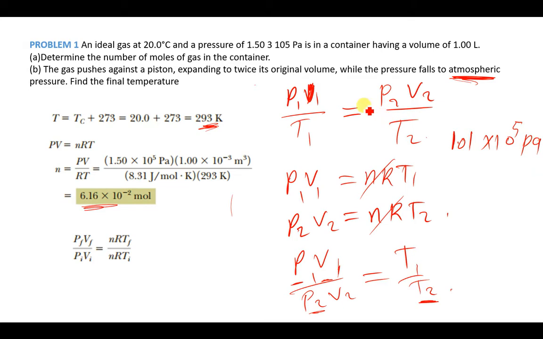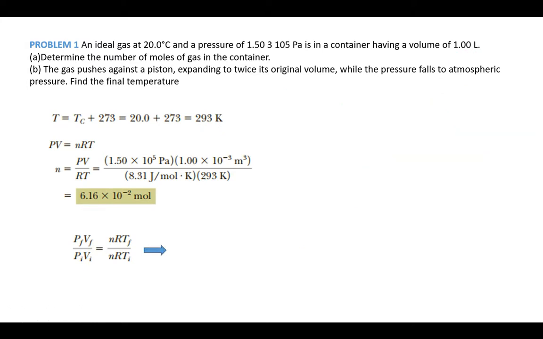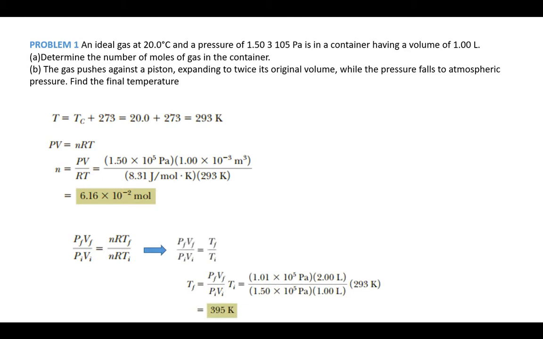And then to find V2, they are also saying expanding to twice its original volume. So the original volume, which is the initial volume, is 1. But they are saying it expanded to twice its original volume, meaning the final volume becomes 2 times that, which becomes 2 liters. So these are the solutions. This is what I was just trying to talk about.